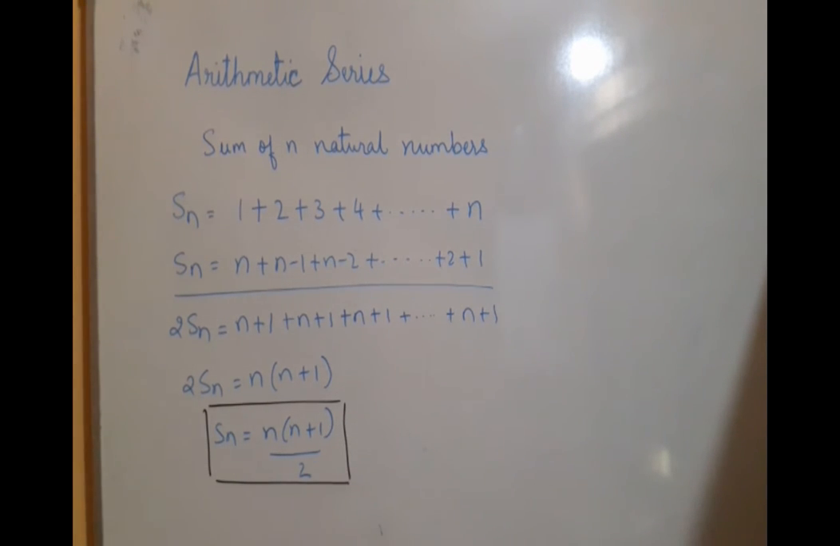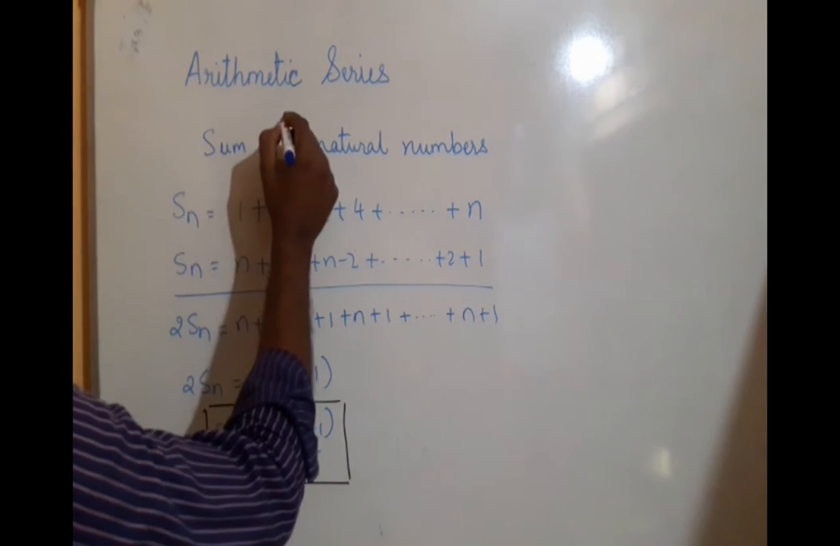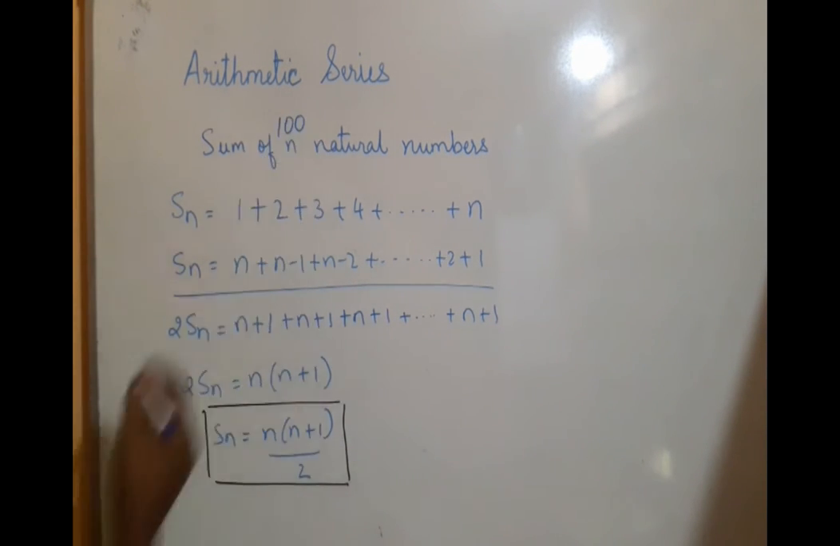Now we have a very interesting story behind this formula. Carl Friedrich Gauss, who is called the Prince of Mathematics, was a very bright student and used to ask questions to his teacher. To keep him busy, his teacher told him to find the sum of the first 100 natural numbers. Yes, he was told to find the sum of first 100 natural numbers. It means he had to add 1 plus 2 plus 3 plus 4 up to 100. The teacher thought that would keep him busy, but he used this trick.